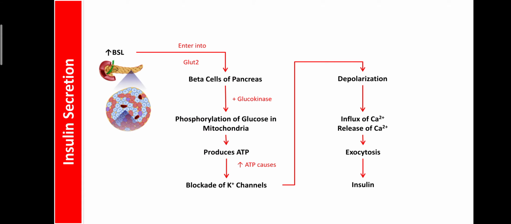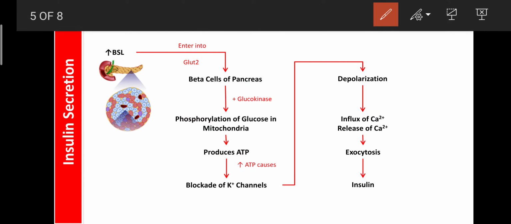So now we learn how the insulin is secreted. Dear students, insulin secretion mainly depends upon the blood sugar level. As the sugar level decreases, the insulin is not secreted. As the sugar level increases, automatically the insulin is secreted. So the secretion of insulin from the pancreatic beta cell mainly depends upon the blood sugar level.